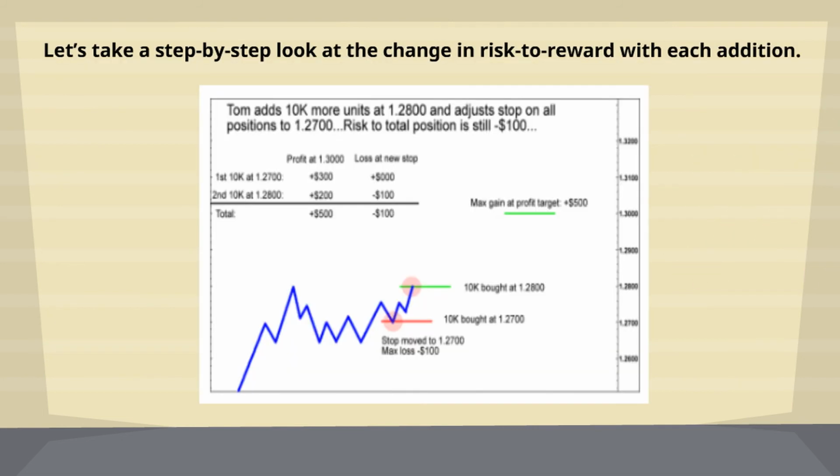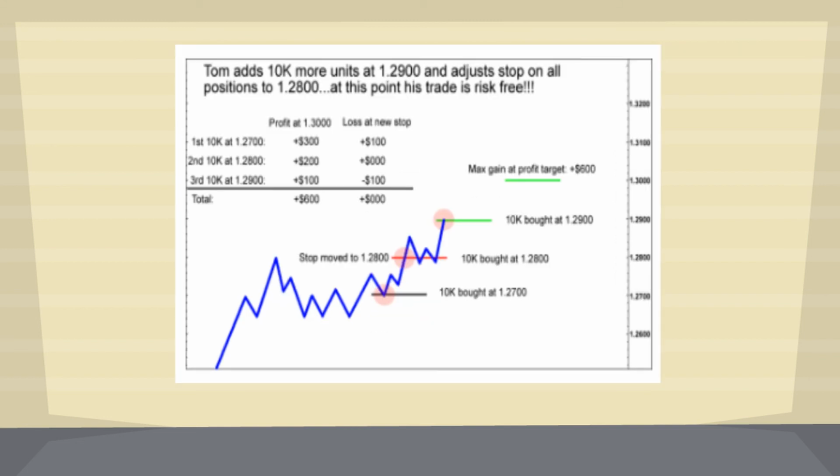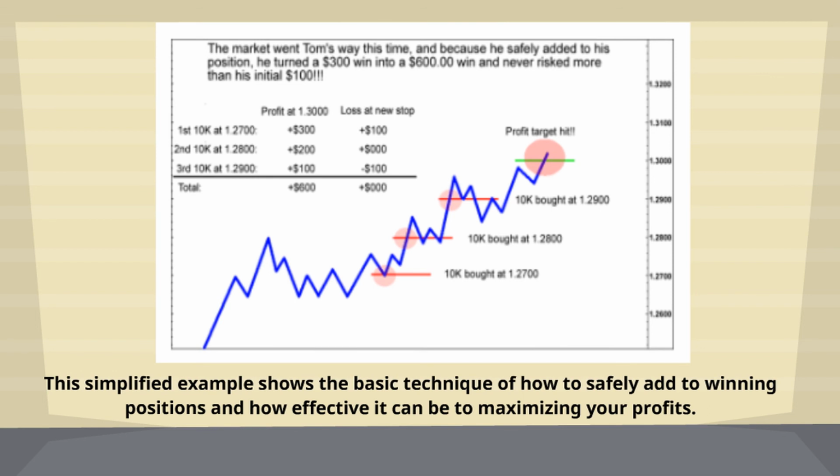Let's take a step-by-step look at the change in risk to reward with each addition. Tom adds 10k more units at 1.2800 and adjusts the stop on all positions to 1.2700. Risk to the total position is still minus $100. Tom adds 10k more units at 1.2900 and adjusts the stop on all positions to 1.2800. At this point his trade is risk free. The market went Tom's way this time, and because he safely added to his position, he turned a $300 win into a $600 win and never risked more than his initial $100. This simplified example shows the basic technique of how to safely add to winning positions and how effective it can be at maximizing your profits.